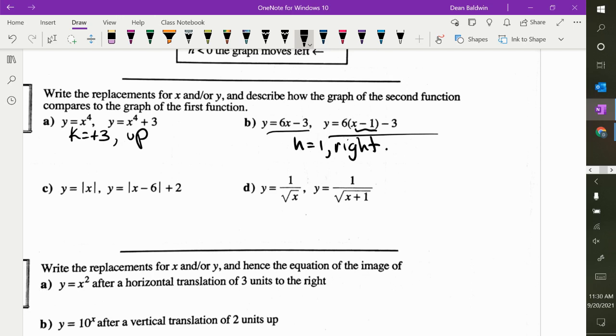So it's right. What about C? H and K. What are H and K? Okay, what's K? What's this 2 represent? Okay, so that means we went up. Okay, and you know it's K because it's outside of sort of either brackets or absolute value or whatever. It's not tied up with the X. If it's tied up with the X, it is your H value. So what's my H value? Positive 6. What makes the inside 0? Okay, so H is 6, which means we went right.